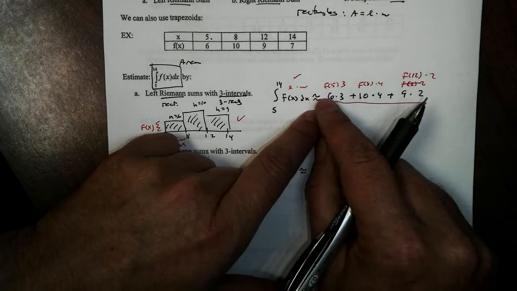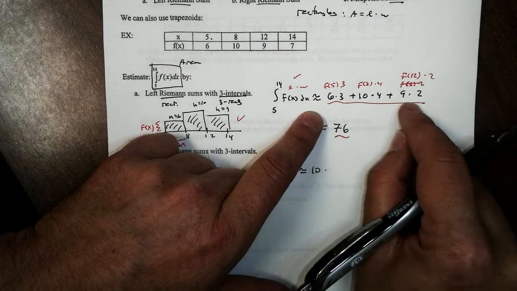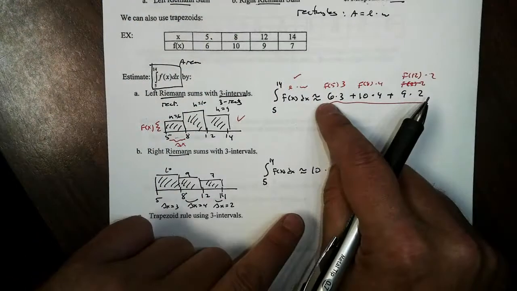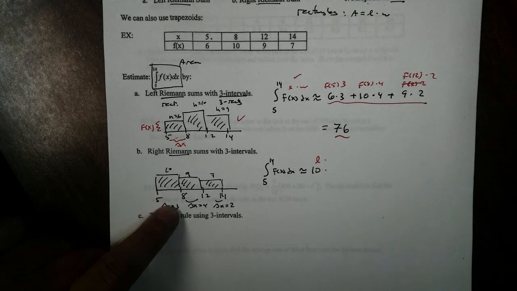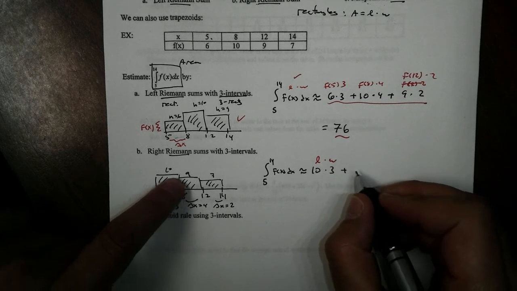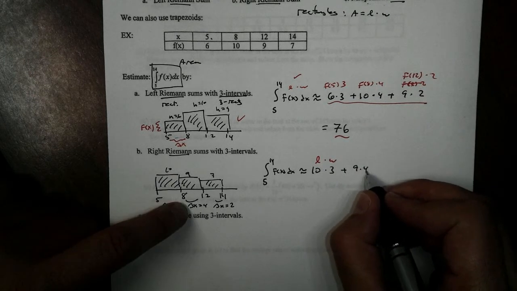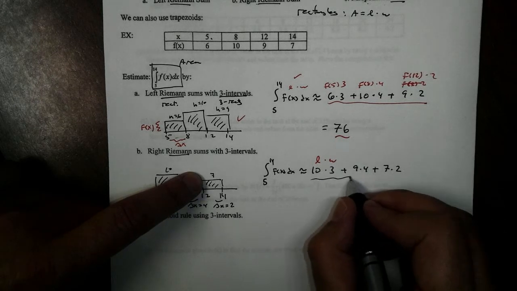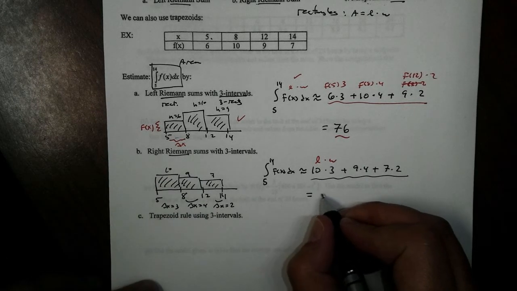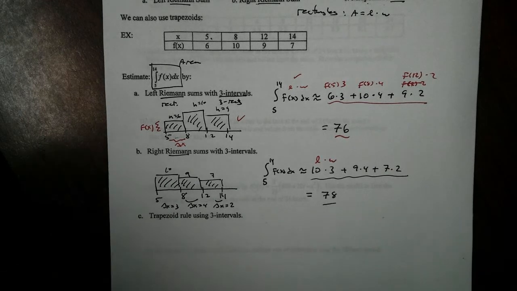So I always like to write it: 6 times 3, 10 times 4, 9 times 2. Write it out. It's a rectangle. Length is 10, the width is 3. It's the area of a rectangle. Plus, the next one is going to be 9 by 4, plus 7 by 2. You can leave your answer like this, or if you simplify that, it's going to equal 78.